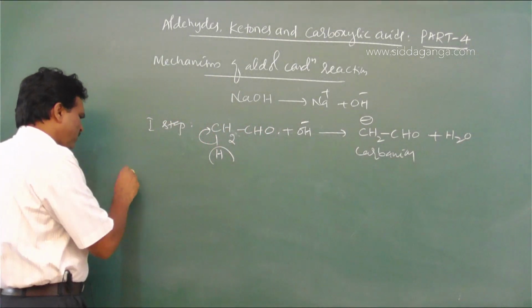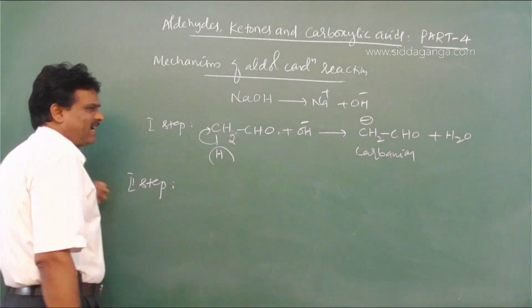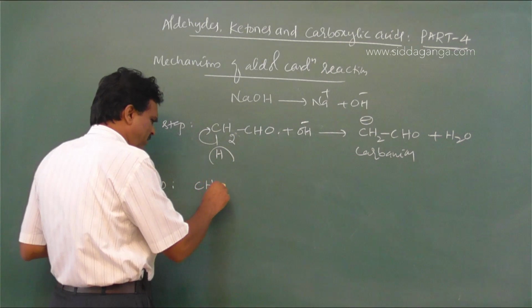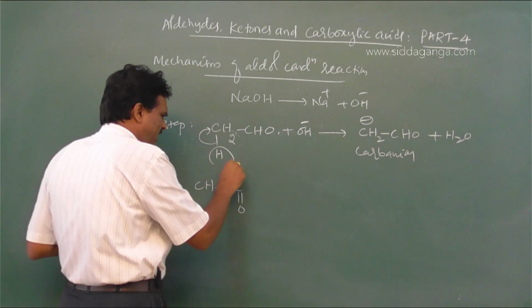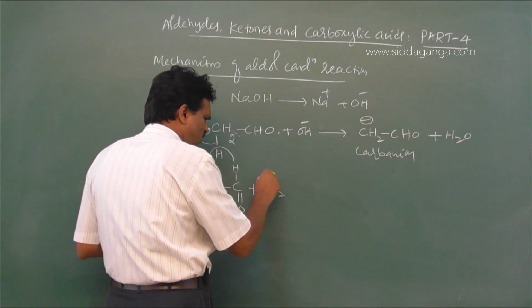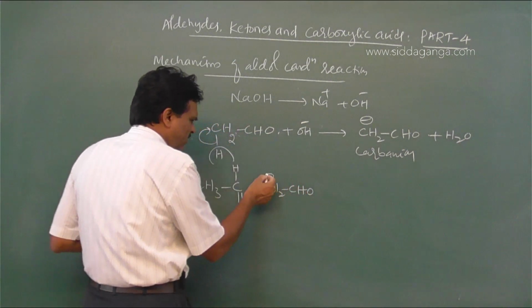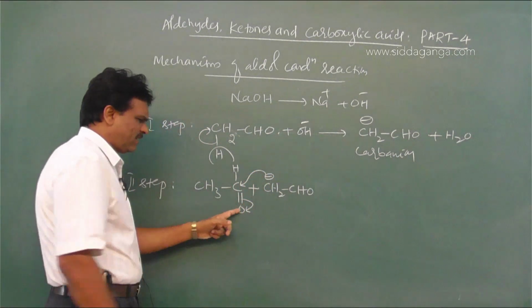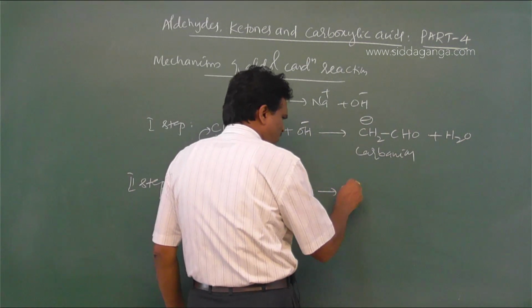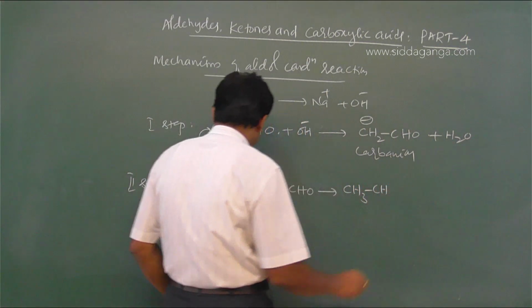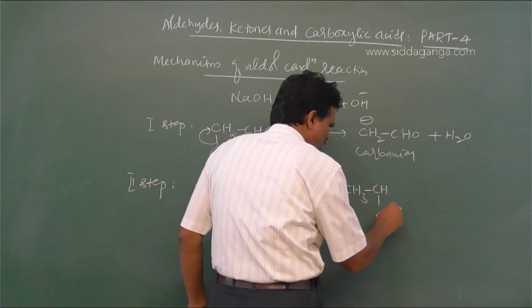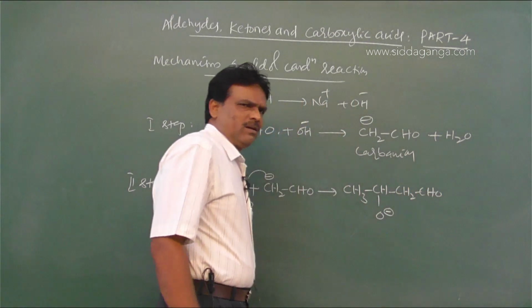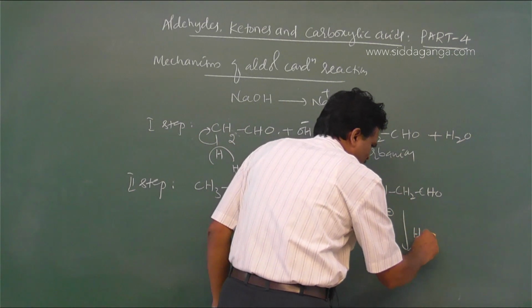In the second step, the carbanion attacks another molecule of an aldehyde. CH3CHO plus CH2 minus CHO. It acts as a nucleophile and attacks the carbonyl carbon. At the same time, the oxygen atom gets the bonding electrons to form CH3CH O minus CH2CHO.